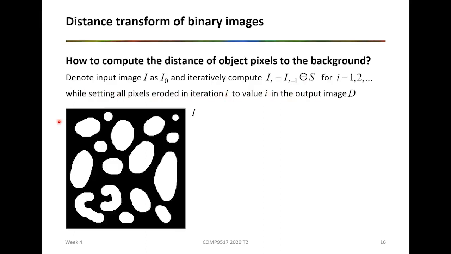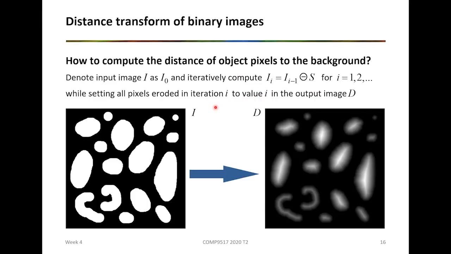output image. If this is my input image, and I do this iteratively, erode, and at every iteration, I'm going to label the pixels with a value equal to the iteration number in which they were eroded, I end up with an image like this. In this image, the pixel value at every pixel is now essentially the distance to the nearest background pixel. That's why it's called a distance transform.